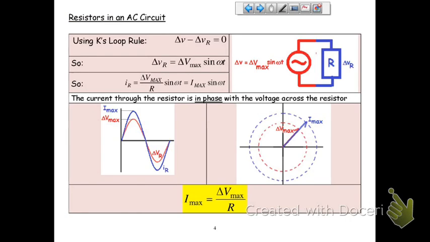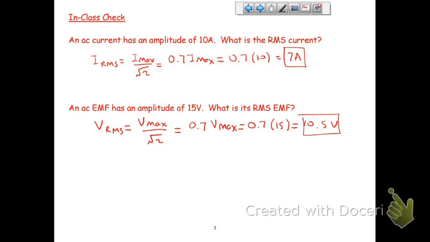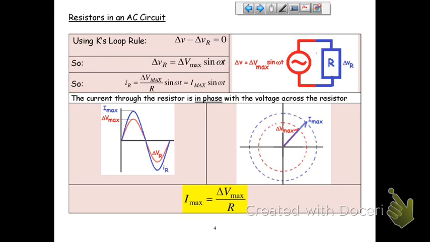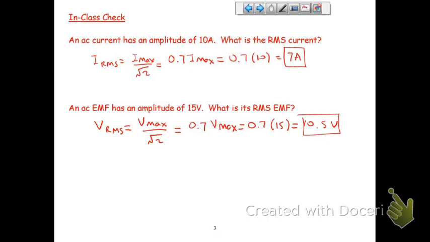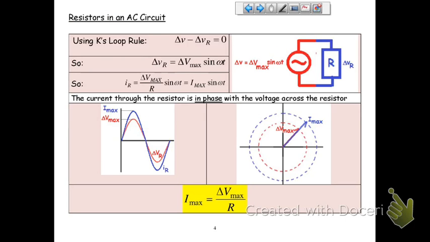What was the final answer? 10.5, I think. Yeah, 10.5. Is it acceptable to use 0.7? I use 0.7. Yeah. So like on the test, it would be acceptable to use 0.7 rather than the square root of 2. Yeah, I use 0.7. I always have to remember it's the square root of 2. I just know it's 0.7. I mean, it's near enough. Maybe an electrical engineer would be pulling their hair out, but okay.